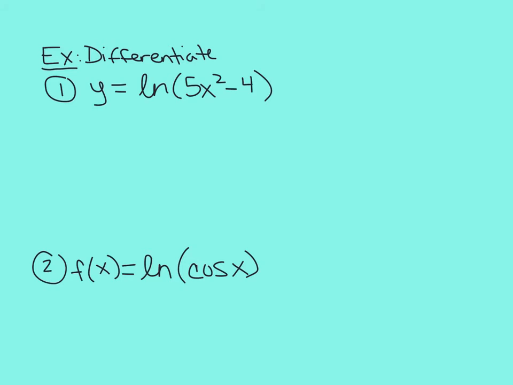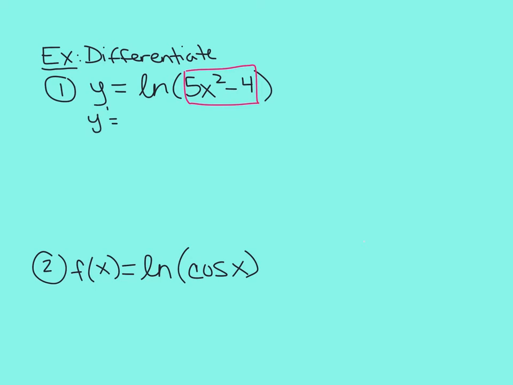For number 1, we are differentiating. Just remember, differentiate is a fancy way to say take the derivative. Since we have y equals, I'm going to write the derivative as y prime. Since I have a function inside of my ln, I need to use the chain rule. My inner function is 5x squared minus 4. My outer function is that ln.